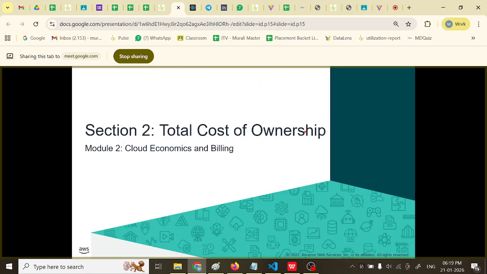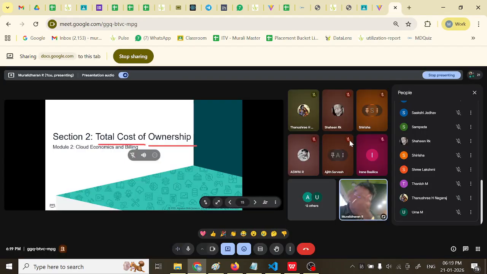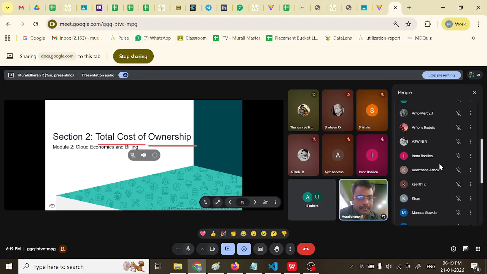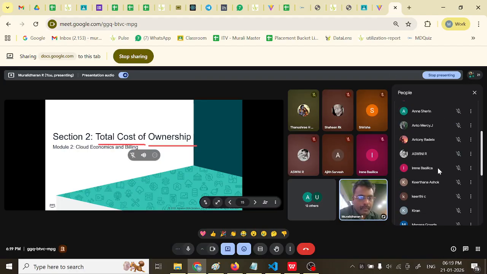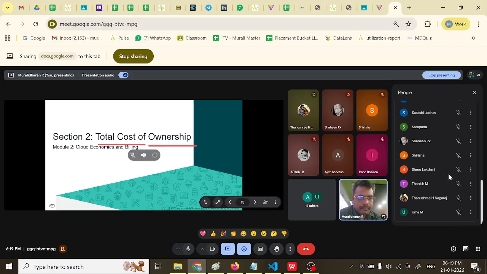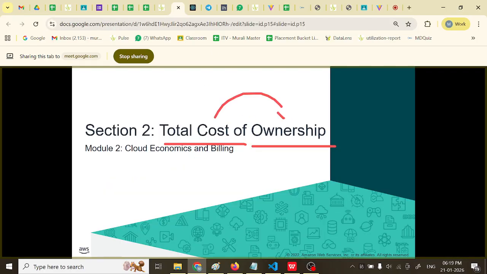So this is what we learned yesterday. Today we'll talk about total cost of ownership. The name itself says it. What does total cost of ownership mean? It's saying total cost to the owner. Who is the owner? The CEO, right? The CEO is the owner.